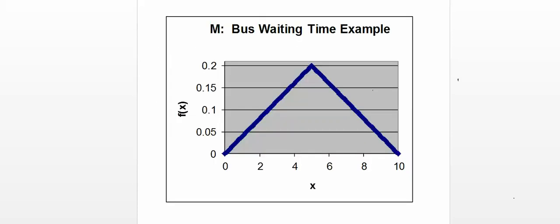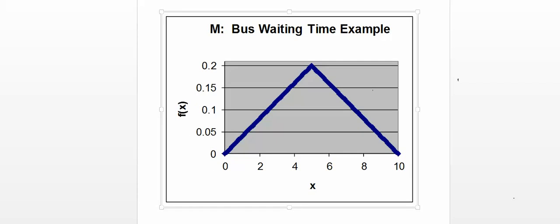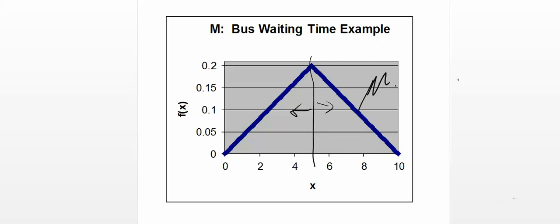Here's our function again, and by symmetry, we know that the mean is going to be along this axis of symmetry. It's the same, a mirror image to the left and right of that, so mu of x is equal to 5 minutes. Remember, need to add the units. And we know the mean.